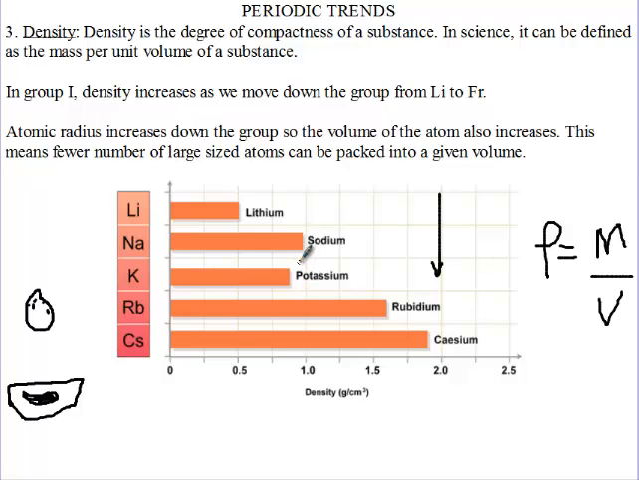From sodium to potassium, the mass changes, but for potassium, its volume is greater than sodium's volume. Therefore, when you divide the mass by volume, potassium is going to have a smaller density than that of sodium. So this is where the only exception takes place. Sodium has a higher density than potassium because mass per unit volume of sodium is greater than mass per unit volume of potassium. But when you see rubidium and cesium, they all follow that rule. So generally, we can say density increases down the group, but sodium and potassium are an exception.